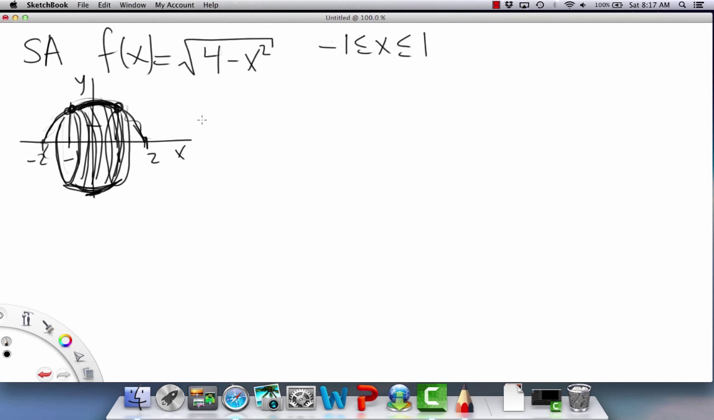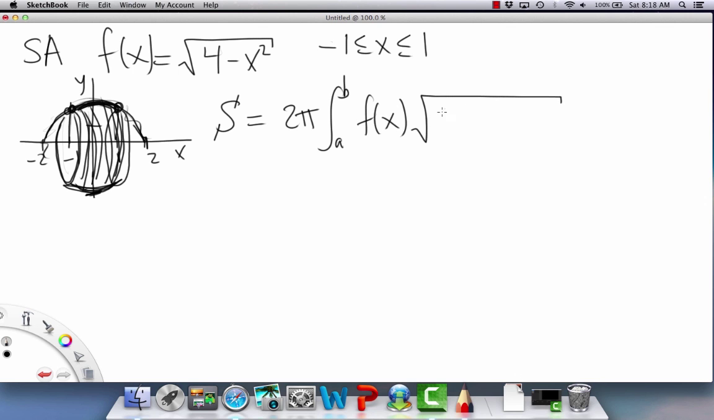So we're going to apply the formula. We're going to have surface area equals 2 pi integral from A to B. I'll just rewrite it so you guys are more familiar with it, times the square root of 1 plus f prime of x squared, and then dx. We know our f of x, that's what we're given. We need to find our f prime of x so we can plug it in.